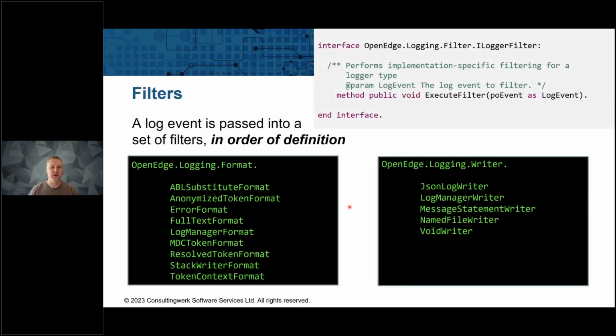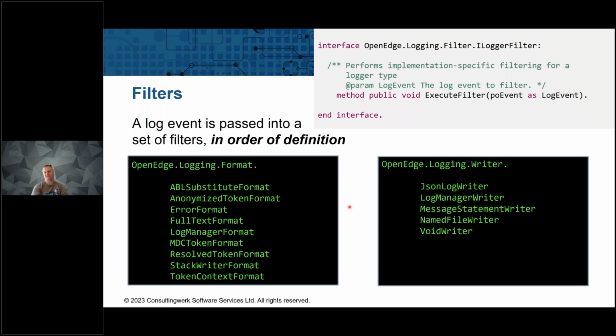Filters are the things that do the work. The logger itself doesn't actually do all that much. It just takes a message, checks whether it's the right level, and then passes it down the filter chain. The filters are classes that implement this interface, and they just have one method, execute filter, and they get that log event and they do stuff to it or with it. As I mentioned, they are in a particular order. It's got to be as defined.